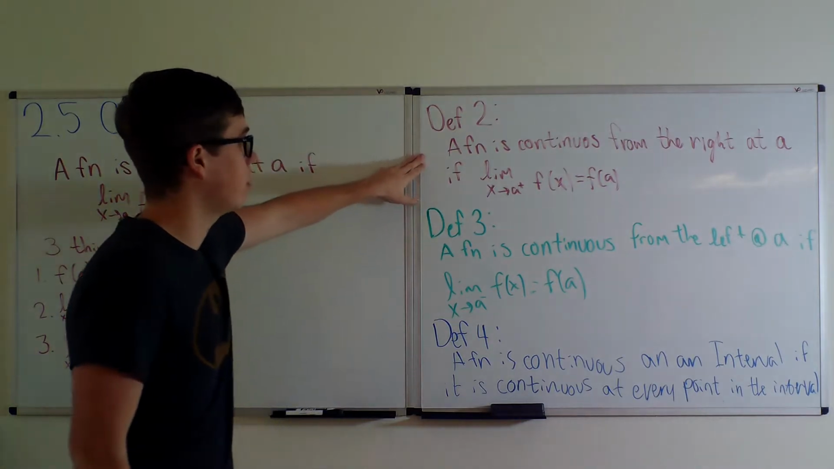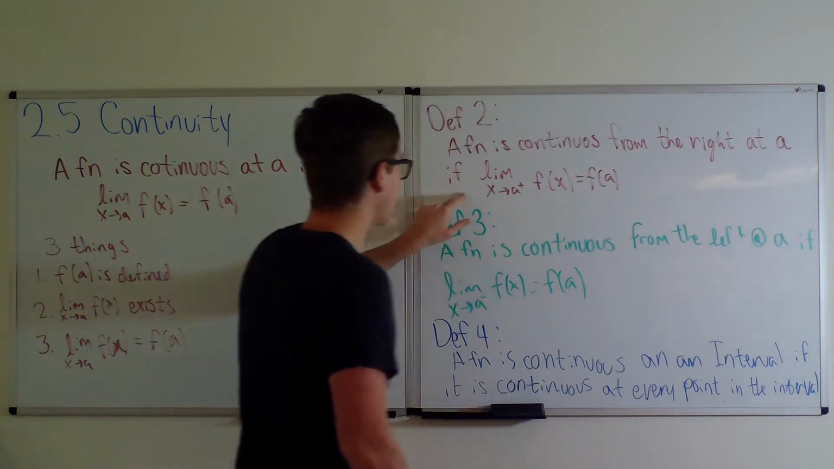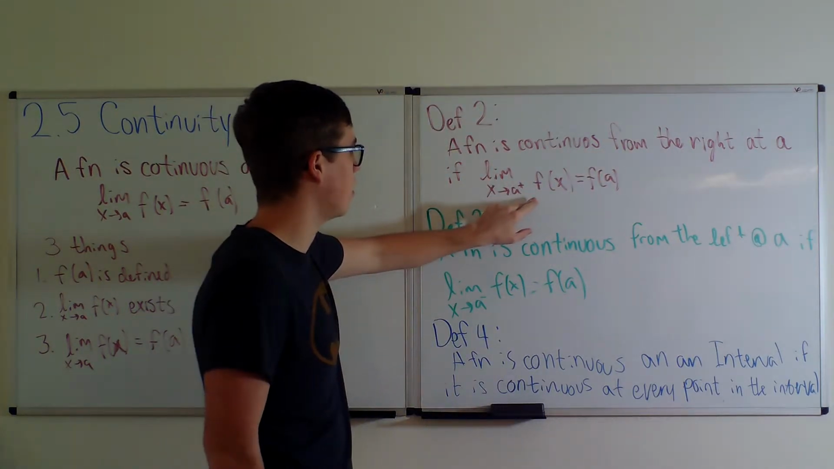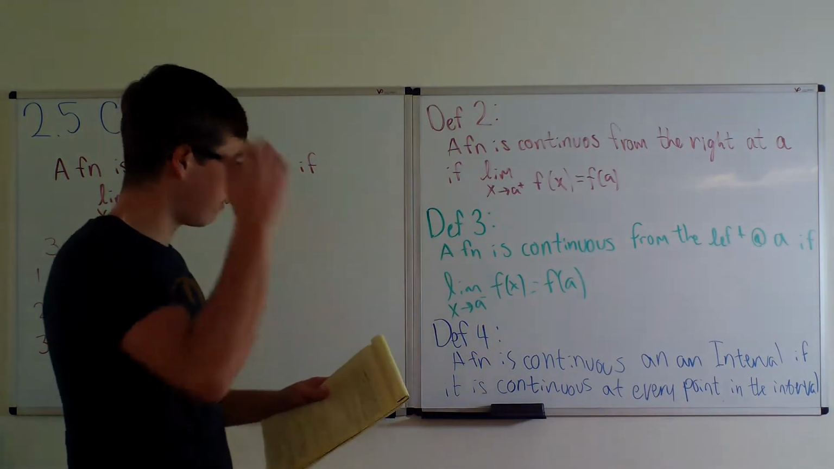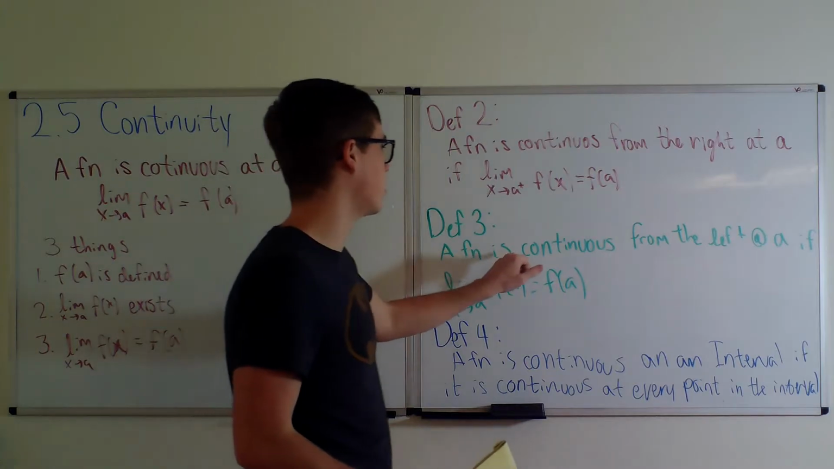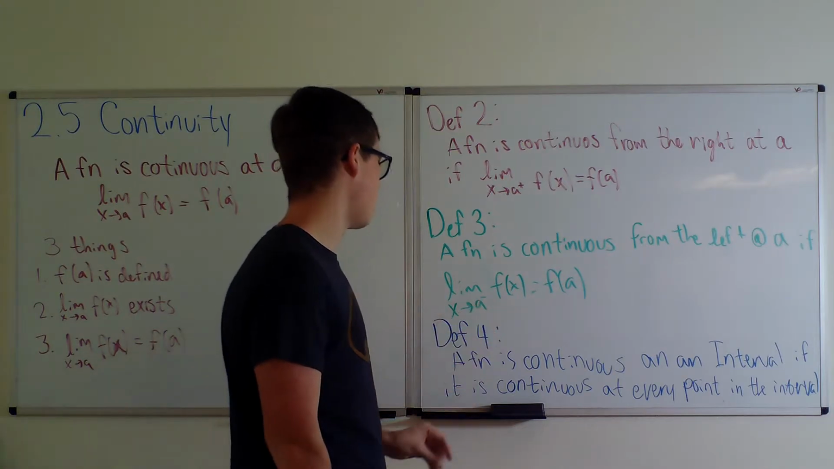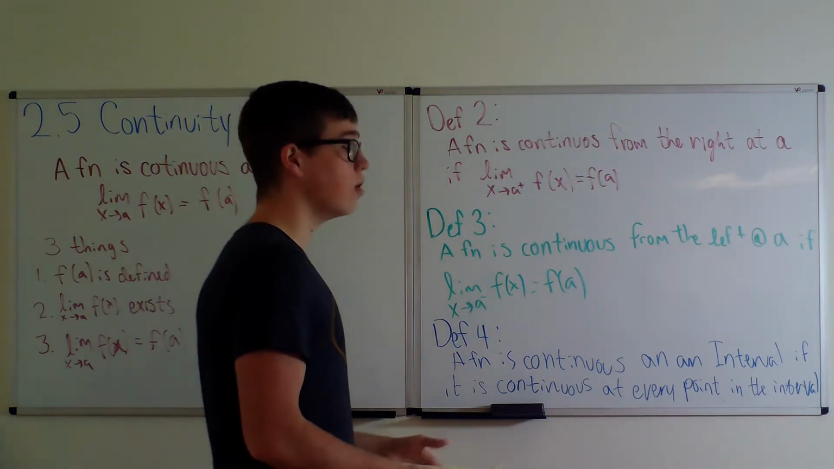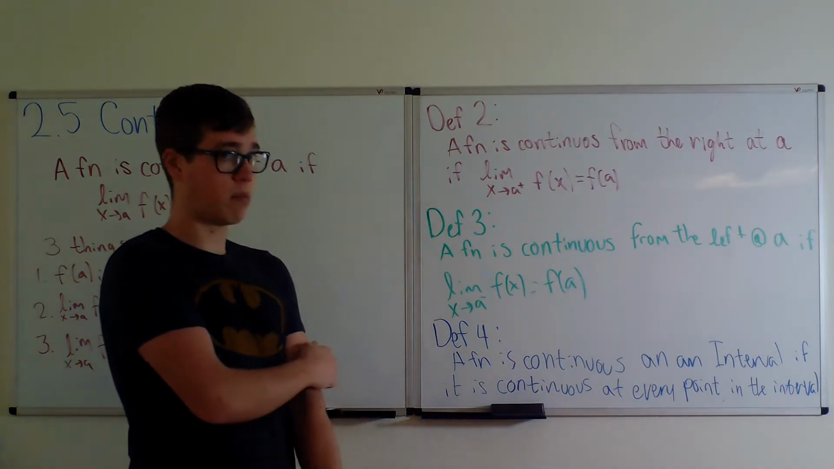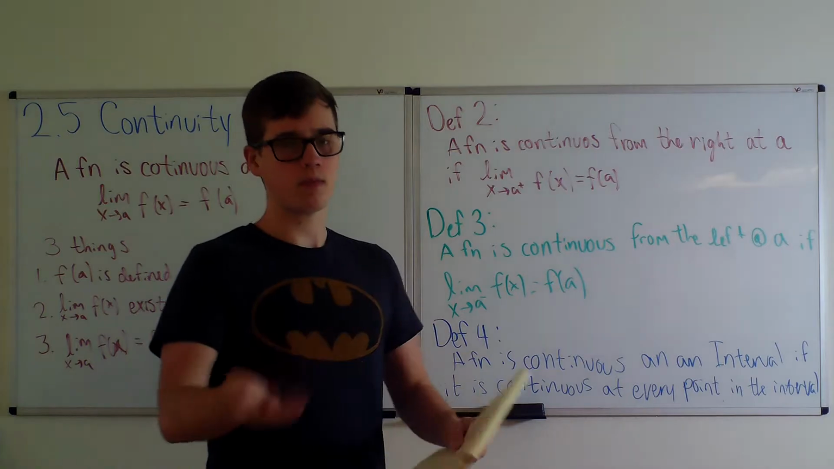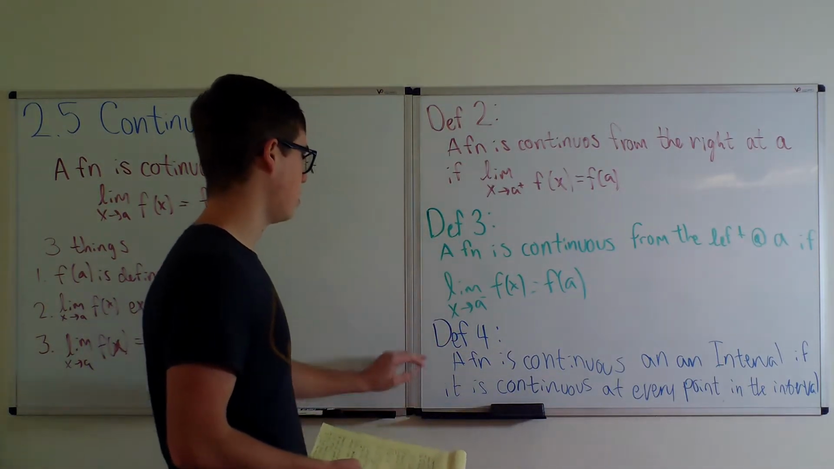So definition 2. A function is continuous from the right-hand side at a if the limit as x approaches a plus of f of x is equal to f of a. And then it's the same thing for the definition from the left. A function is continuous from the left at a if the limit as x approaches a minus of f of x is equal to f of a. And the limit exists if both are correct, if they both approach the same f of a.